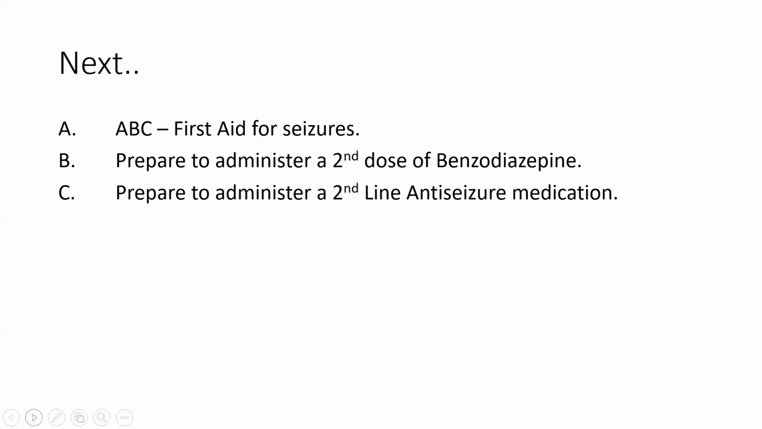So for this girl, the first thing they did was ABCs, that is the first aid for seizures. And then as somebody is still managing that, you start to prepare the second dose of benzodiazepines and also plan to administer a second anti-seizure medication. So looking at the cases that we've presented, we will go through some of the things that we commonly use to manage status epilepticus, and we will be able to look back at the cases and reflect on them.